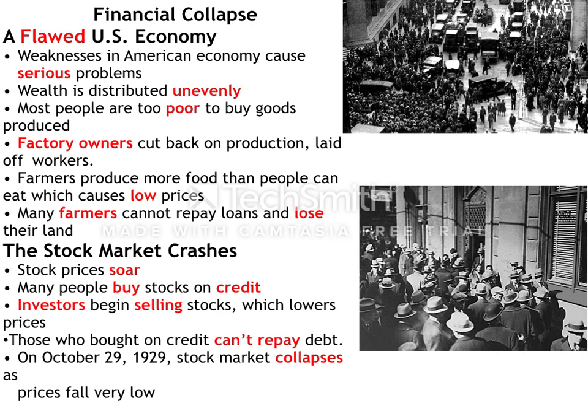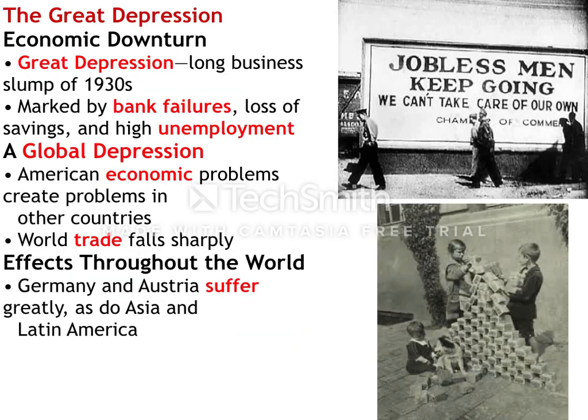And on October 29th, 1929, the stock market collapsed and prices fell to basically nothing. And this set off a ripple effect that would eventually be referred to as the Great Depression. Now, the stock market collapse would turn into a massive economic downturn that we would eventually call the Great Depression, which was a long business slump basically throughout the entire 1930s. This was marked by bank failures, loss of savings, and high unemployment.